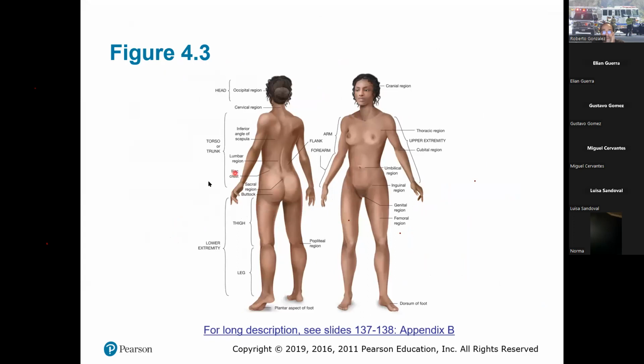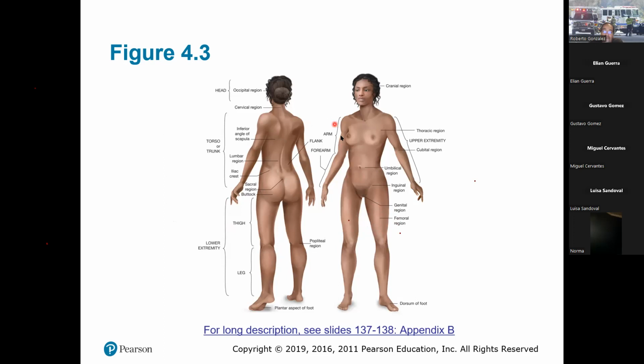But basically, when we're talking about the regions, right here, the most common is the umbilical region, which is basically the belly button region. The inguinal region is above your genitourinary area, the genitals, your private parts. The femoral region is named after the femoral bone. And the arteries are also named on that.